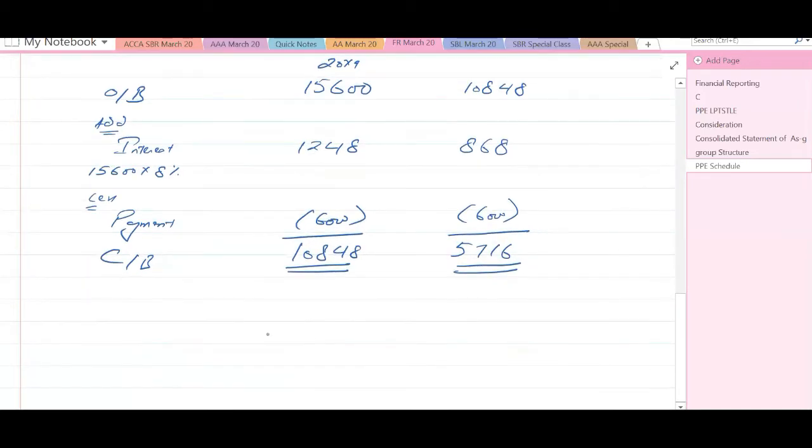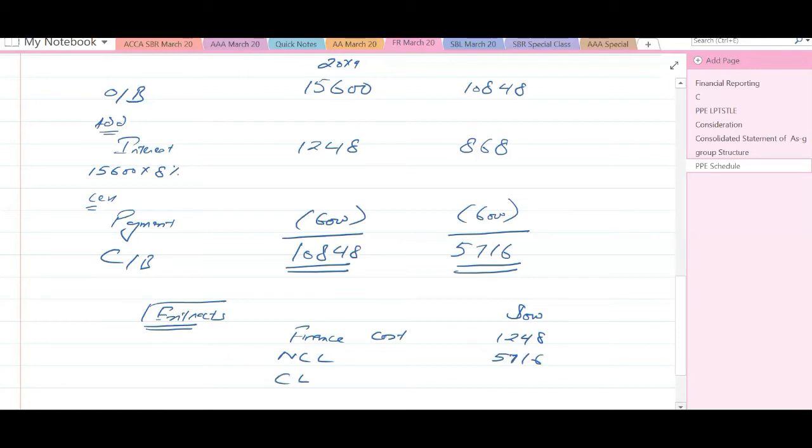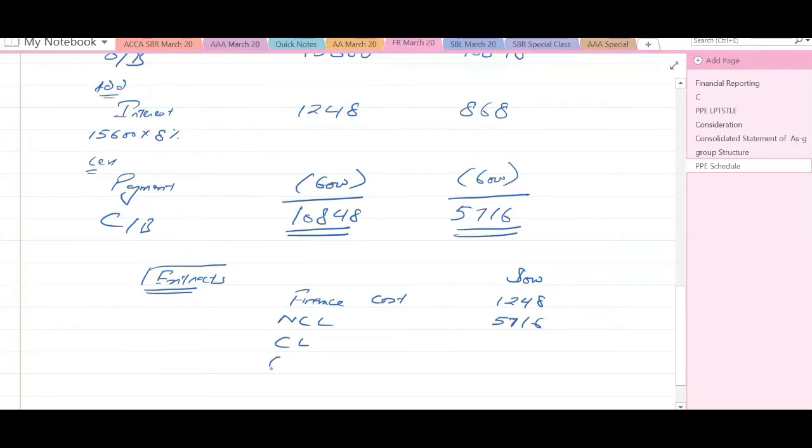Now we can have the extracts. So finance cost is 1,248, and what's the other one? Non-current liability is 5,716, and the current liability is 10,848 minus 5,716.